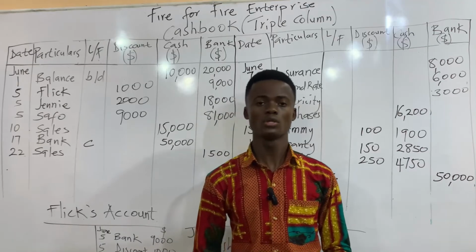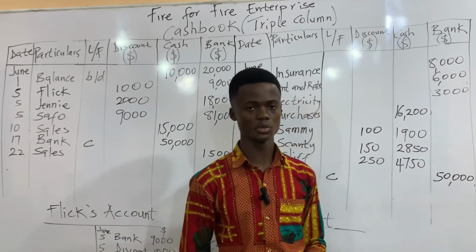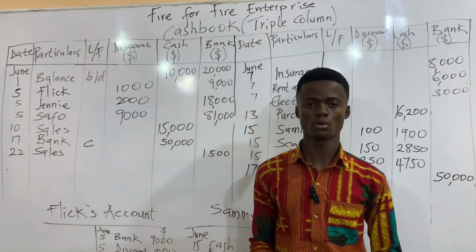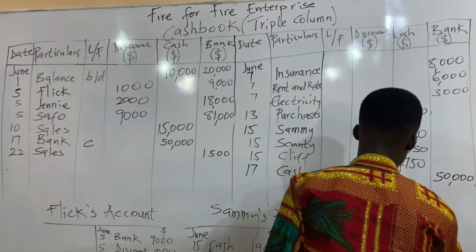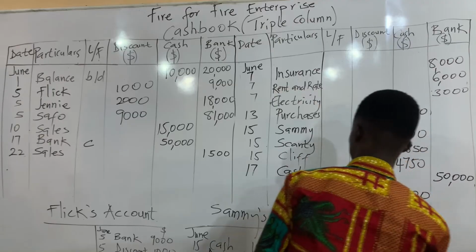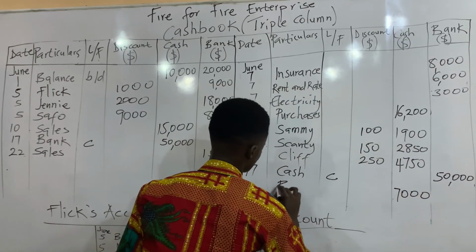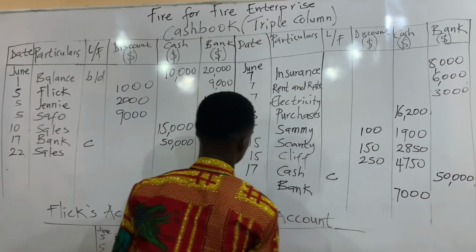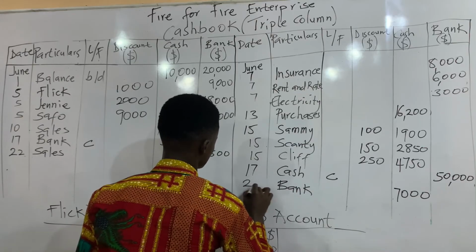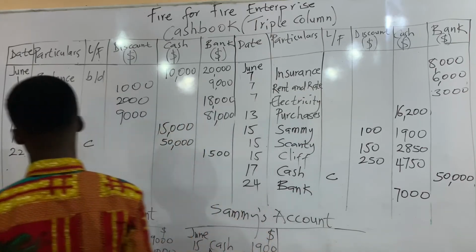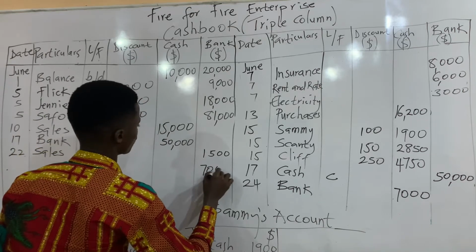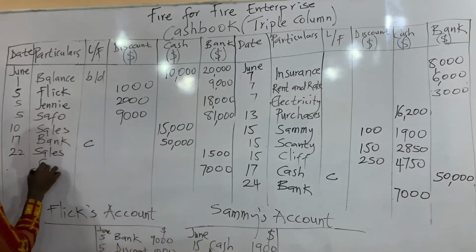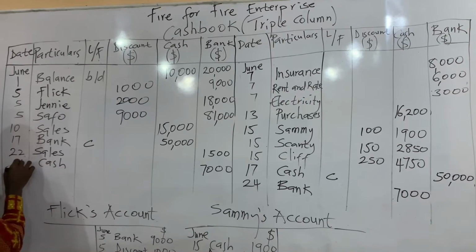So this means we need to credit the cash column of our cash book and then we will debit the bank column of our cash book. So we are saying we will credit the cash column with 7,000 in the name of bank, because bank is the corresponding account, and it took place on June 24th. And then we will debit our bank column in the name of cash, June 24th.